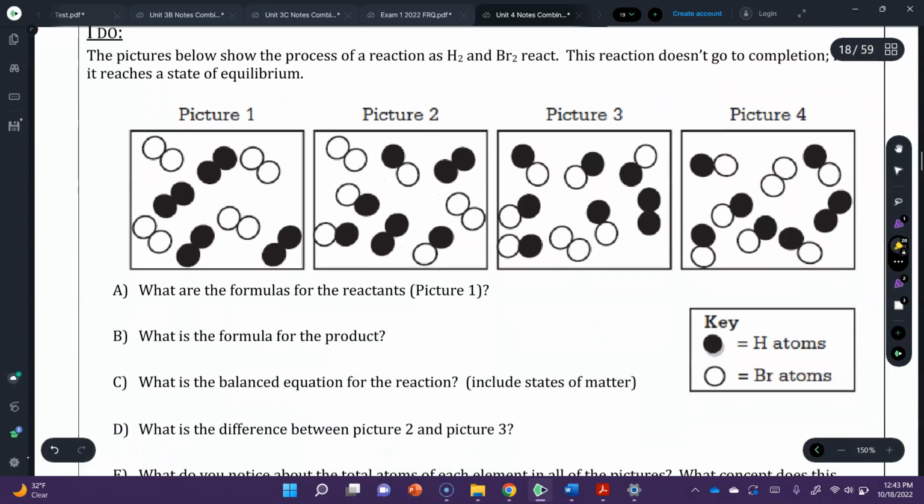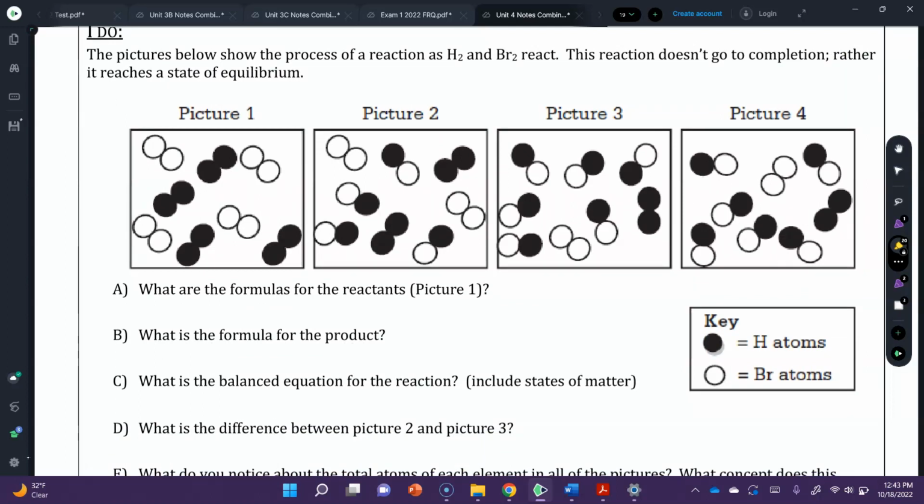Okay, so now we're going to look at the I do's. The pictures below show the process of a reaction as hydrogen gas and bromine gas react. This reaction doesn't go to completion, rather it reaches a state of equilibrium. Equilibrium means that there is a reverse reaction that happens, but once it hits equilibrium, those two rates are balanced and the reaction appears to stop. But you still have some reactants that are unreacted.